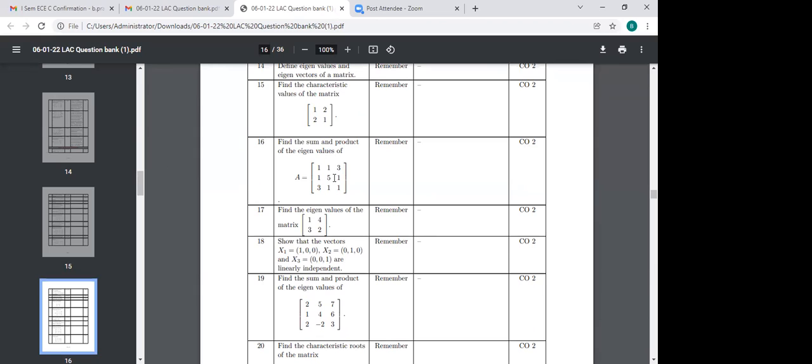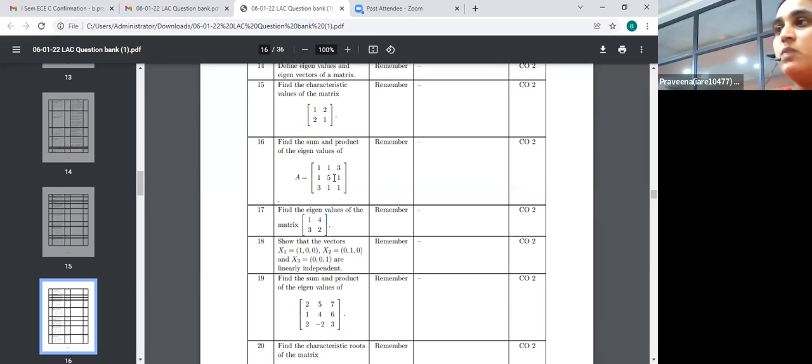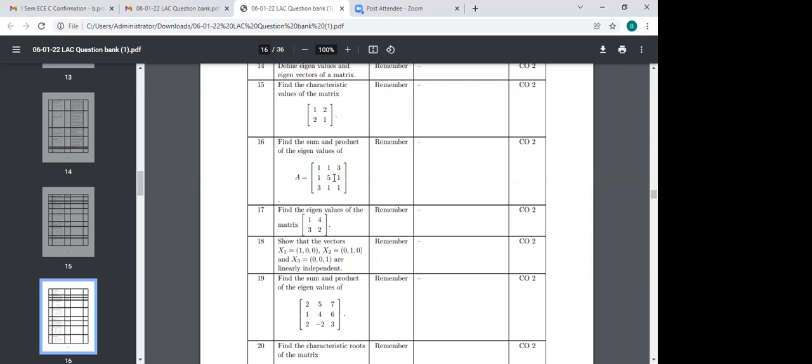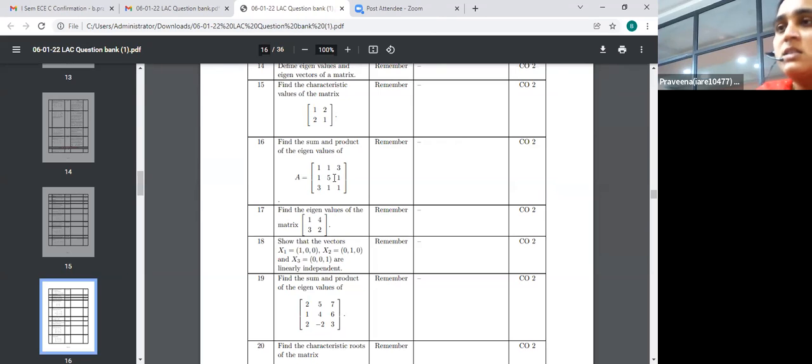Trace of a matrix: the sum of the eigenvalues is equal to the trace of A, and the product of the eigenvalues is equal to the determinant of A. Correct. Okay, from that we got two values from the 16th question.